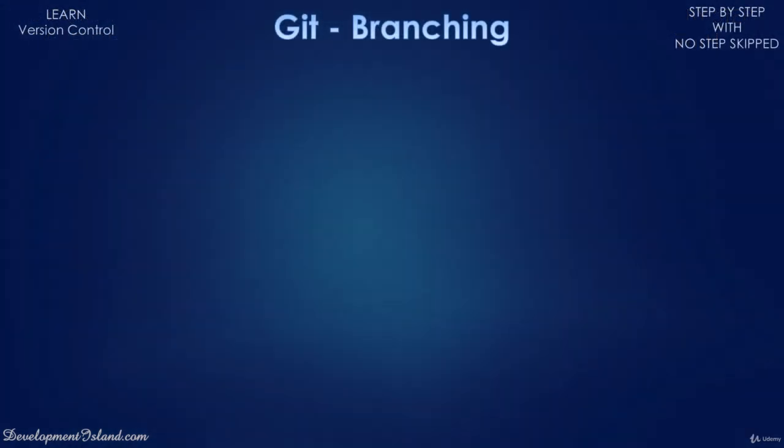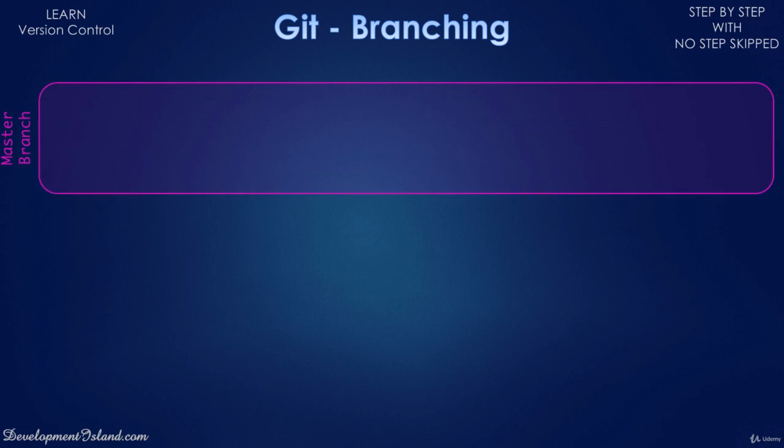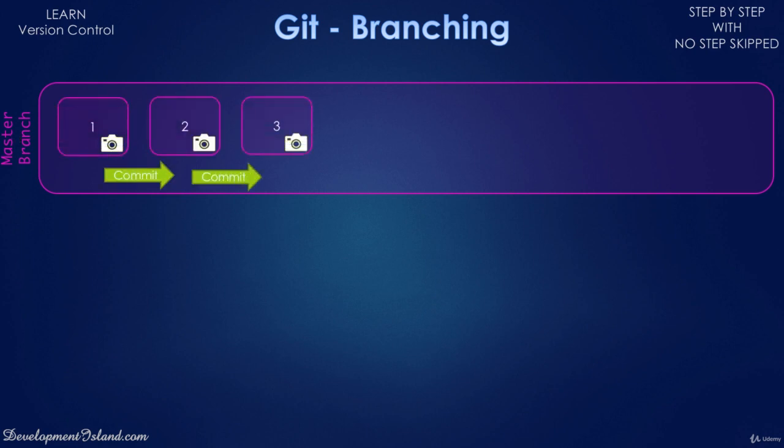In this video, you're going to get introduced to the concept of branching in version control. So what is branching? So far, we have been working in one single branch, and that's the default branch, which is the master branch. So all our changes, our commits, everything was happening in this branch.